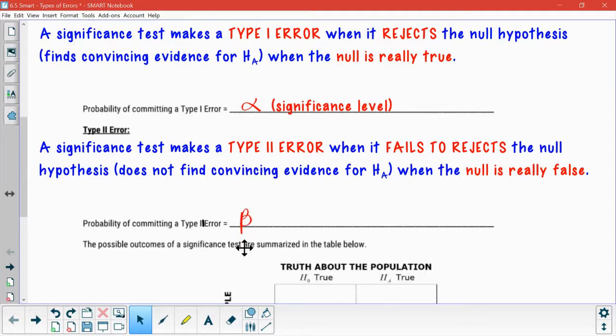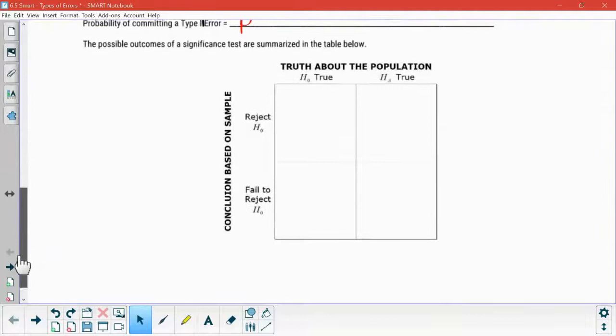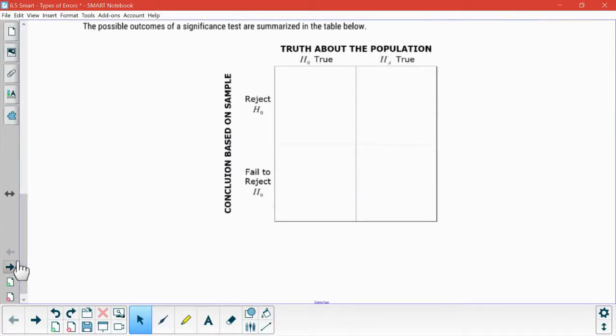So again, if you are ever asked to identify the type of error, it's always going to be based on what your decision was. Did you reject or did you fail to reject? So let's organize our information in a little chart. I have two possibilities: either the null is true or the alternative is true. And I have two decisions: either I rejected the null or I failed to reject the null.